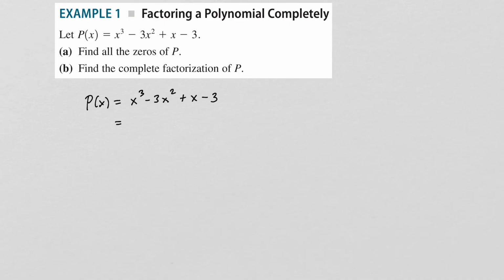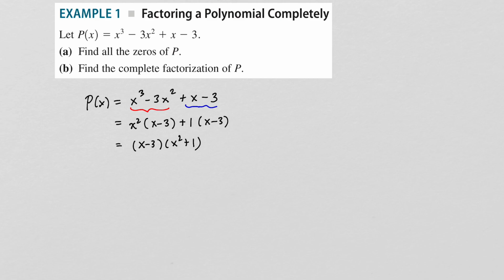We can take out an x squared out of the first two terms, and that is going to leave us with x minus 3 left over. Out of the second two terms, there's really nothing in common, but we can factor out a positive 1, which will leave us with, of course, just x minus 3. Now you can see we can take out the x minus 3, and what we have left over is x squared plus 1.